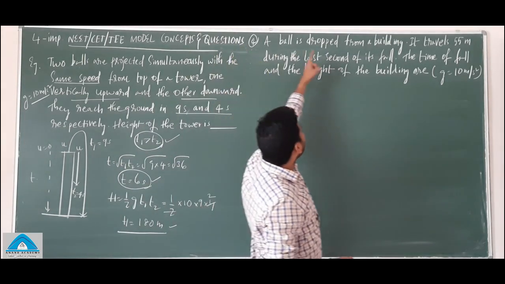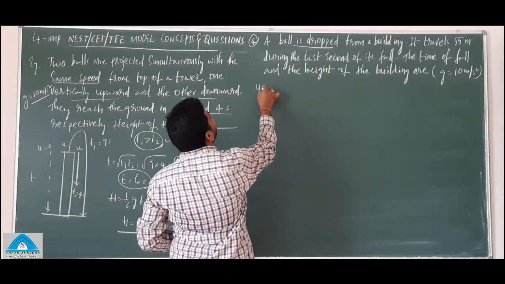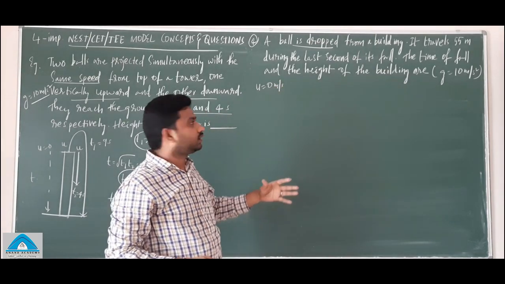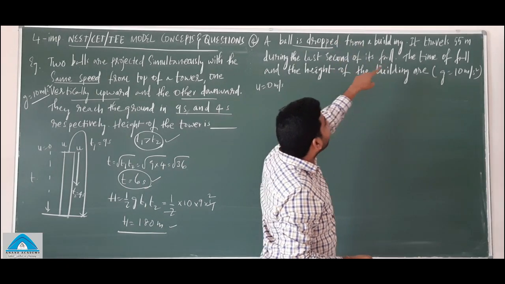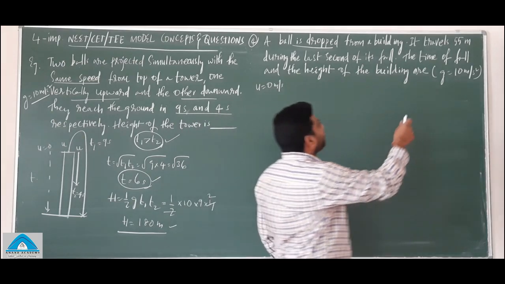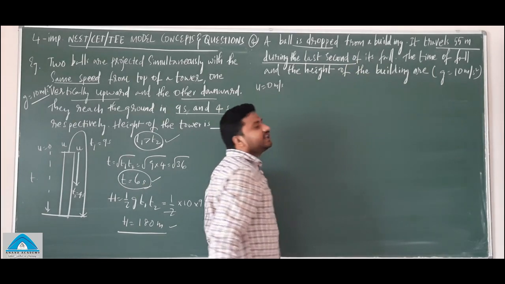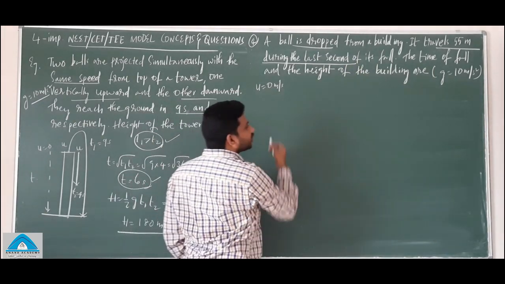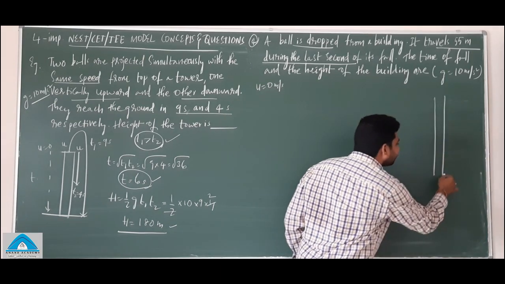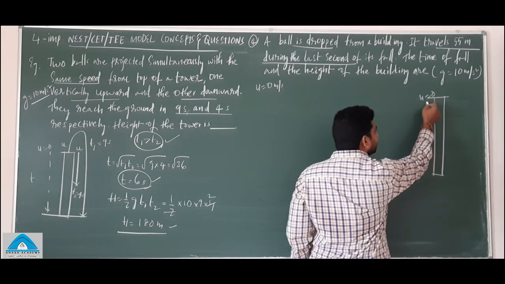4th question. A ball is dropped. What can you write? Initial velocity is 0. No doubt at all, directly write it. From a building, it travels 55 meters during the last second, 55 meters during the last second of its journey. Let me draw a rough diagram here. This is the tower. A ball is dropped from here and it is traveling.